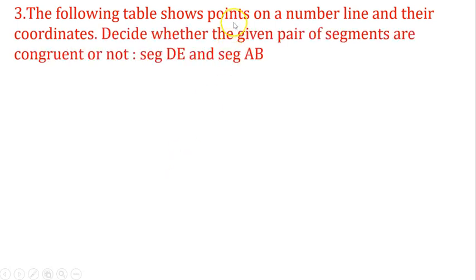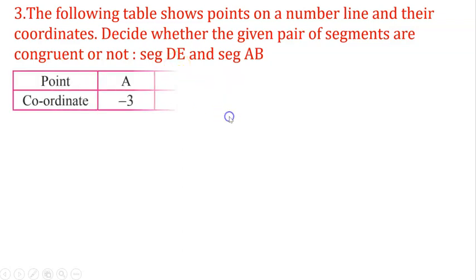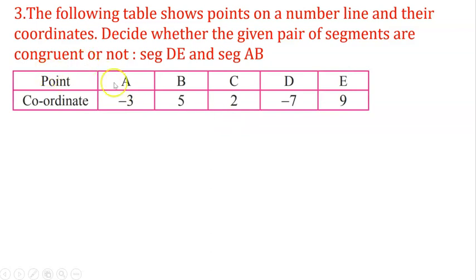The following table shows points on a number line and their coordinates. Decide whether the given pair of segments are congruent or not. The segment DE and the segment AB. Now see this table. The points A, B, C, D, E. The coordinates are: A is -3, B is 5, C is 2, D is -7 and E is 9. Now we'll find out the length of segment DE.